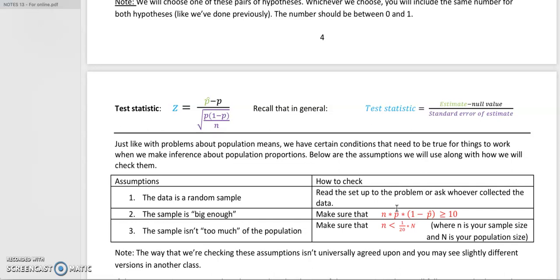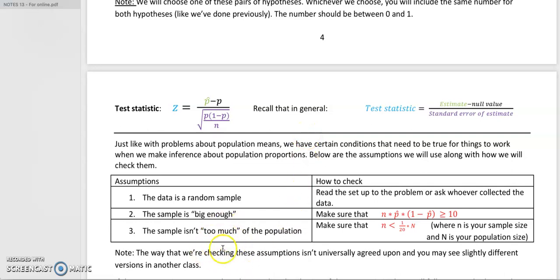The third condition sounds a little bit weird. We don't want our sample to be too much of the population. And it sounds weird because we're used to the idea that the more data you have, the better. And that's actually still the case. If I had a sample of 1,000 people and I had information from 999 of them, that would be awesome. I would do a really good job of telling you what that population looked like. But in that case, I wouldn't need to use these methods. This wouldn't be the right way to answer that question.